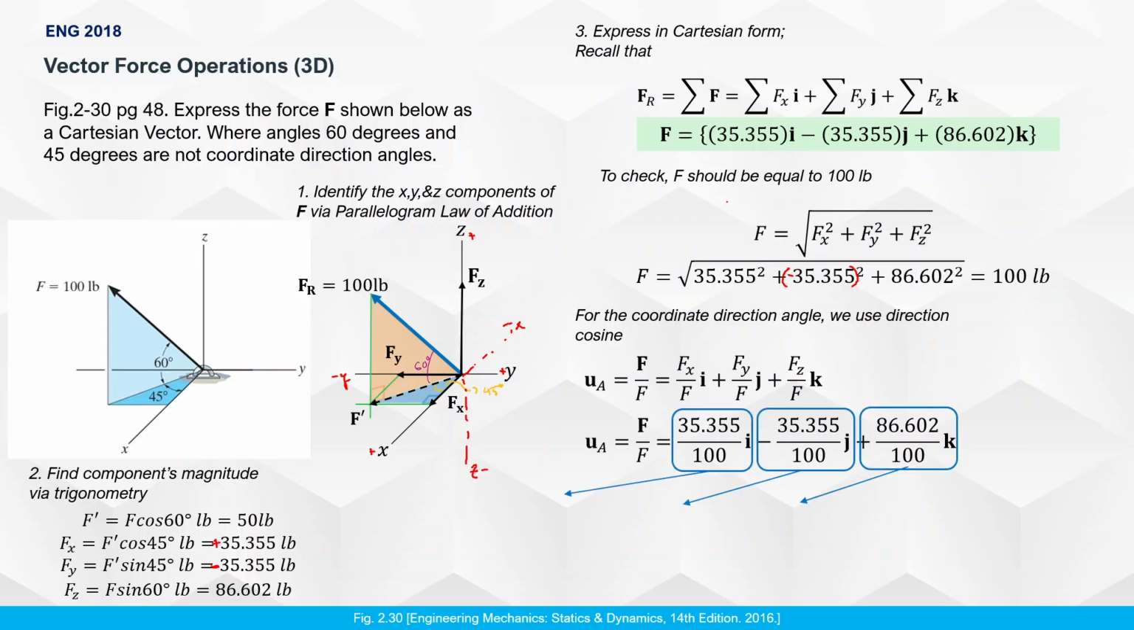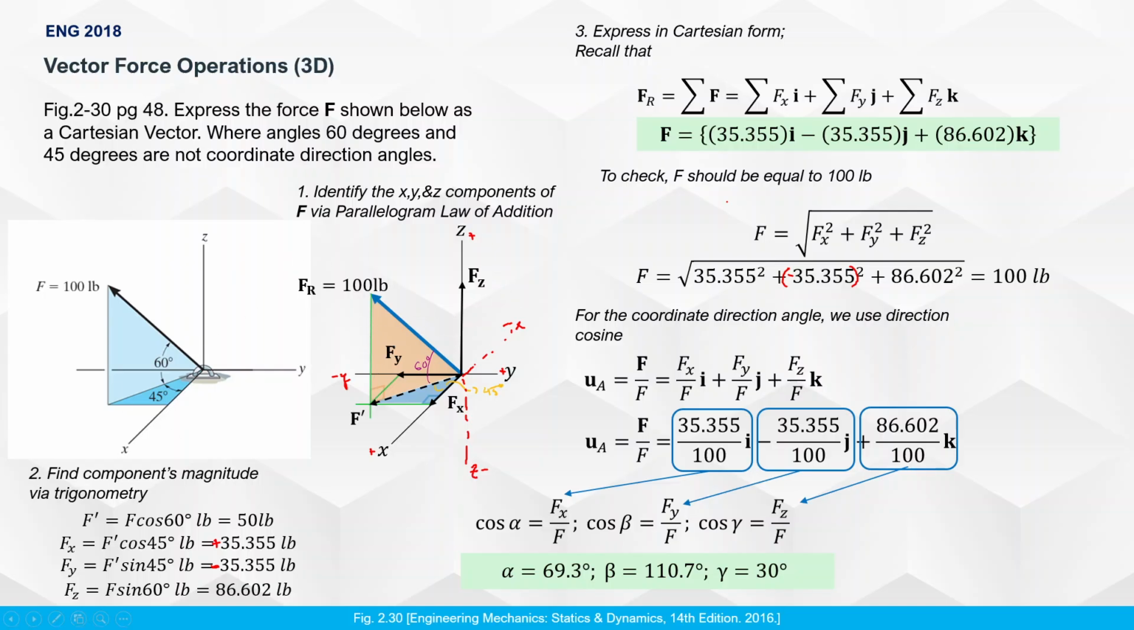Yan. And you know na yung Fx over F, yung Fy over F, and then yung Fz over F is just simply equivalent dito sa coordinate direction angle formula natin, which is cosine alpha, Fx over F, cosine beta, Fy over F, and cosine gamma, Fz over F. And you will get the following angles. Okay? Again, pero ito is just one force vector in 3 dimensions.